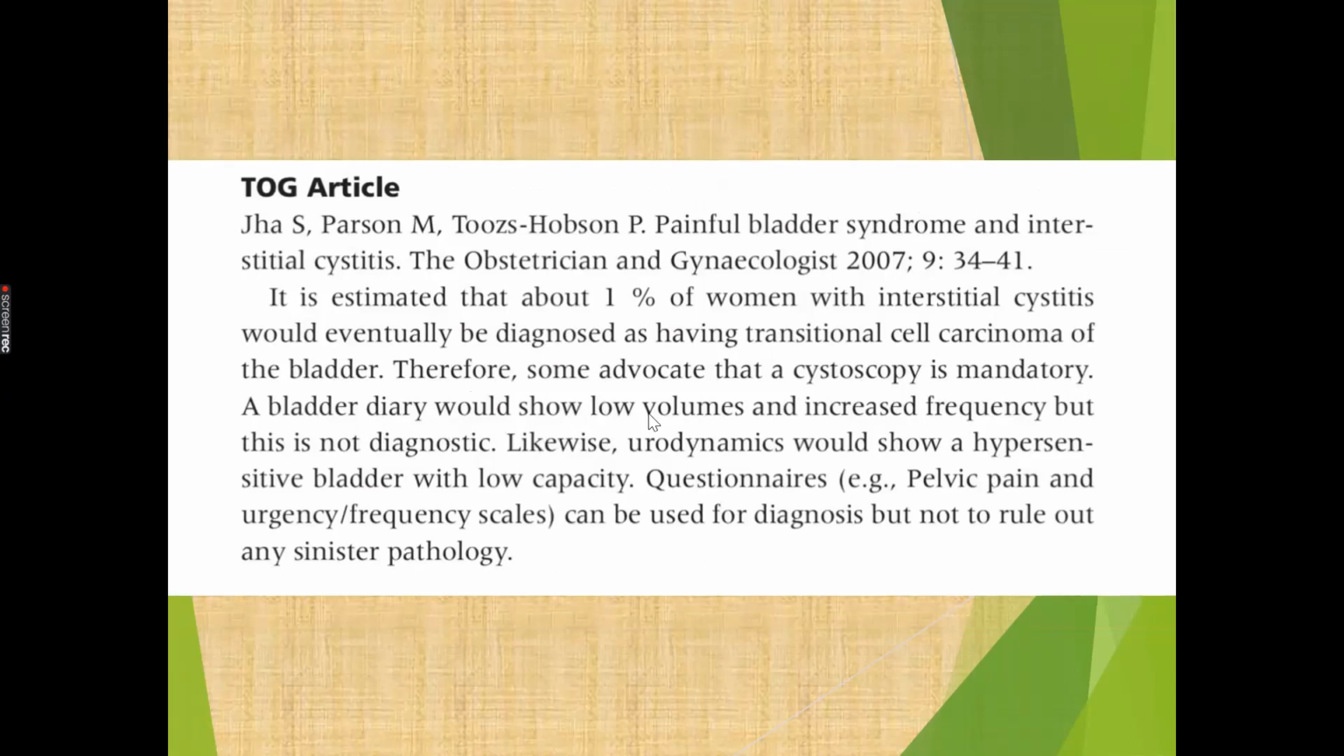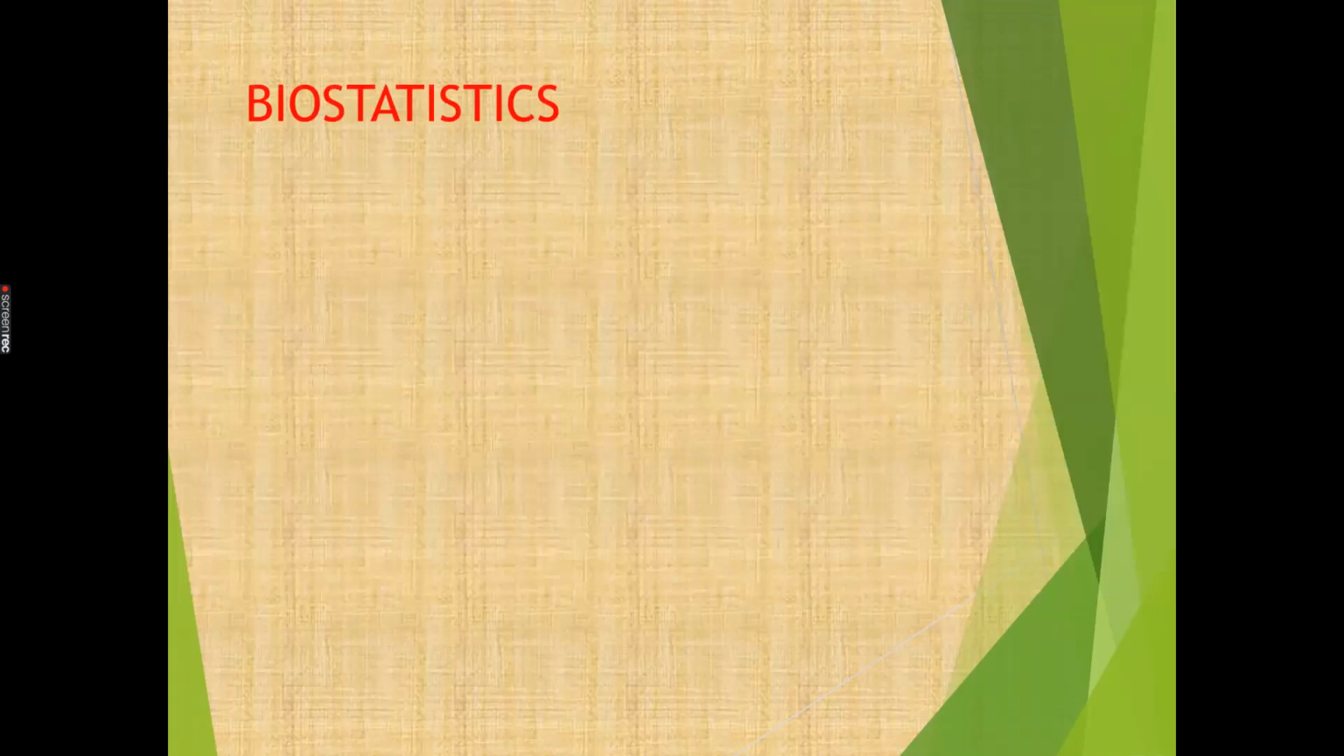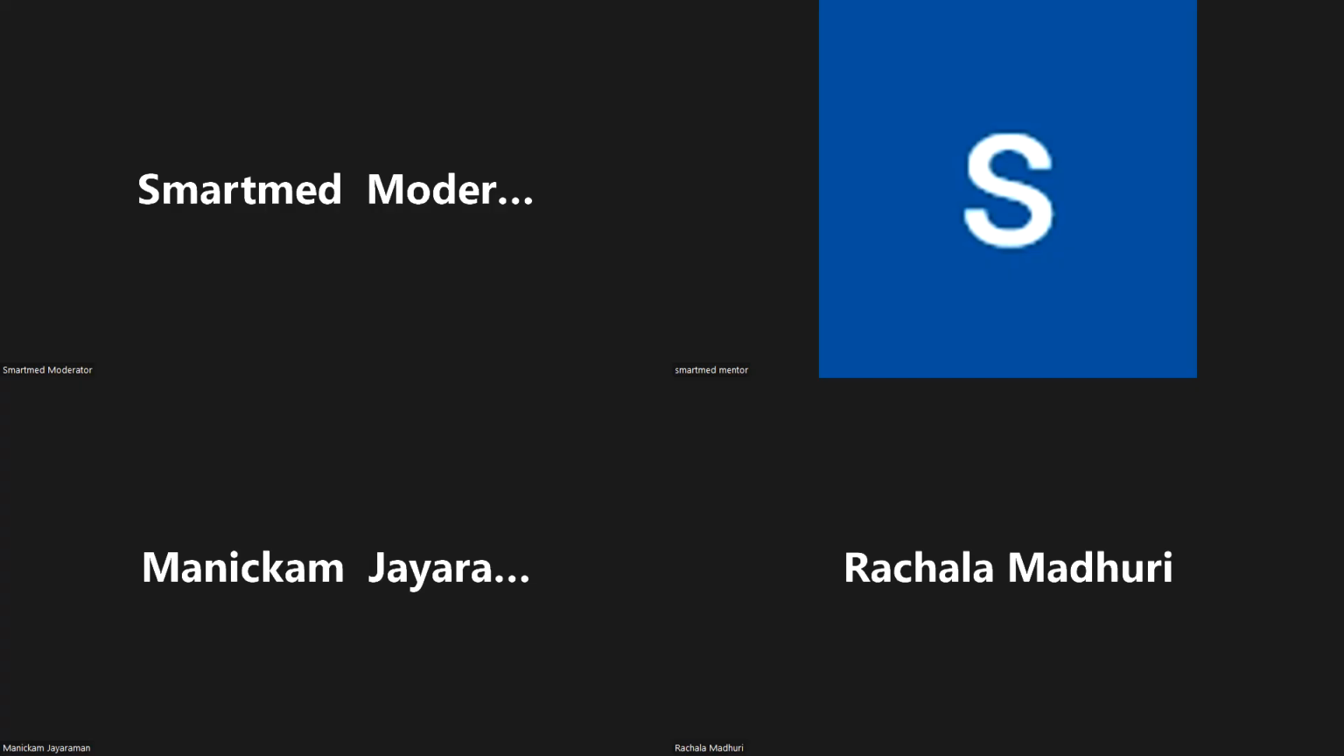A bladder diary would show the low volumes and increased frequency, but this is not diagnostic. Likewise, urodynamics show a hypersensitive bladder with a low capacity. The pelvic pain and frequency can be used for diagnosis, but does not rule out any suggestive pathology. So that is why we have to do a cystoscopy, right? All right, so let us talk about the next topic.